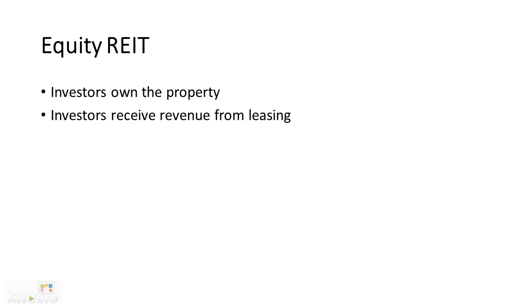Alright, so the first trust is an equity trust. This is where the investor actually has the equity in the property. So they'll own part of the property depending on how much of the trust they own. And the way the investor receives revenue from this trust is from leasing or renting of the properties that they own.